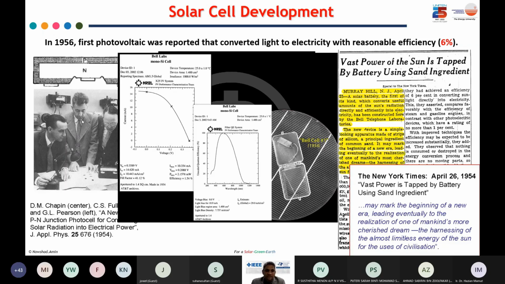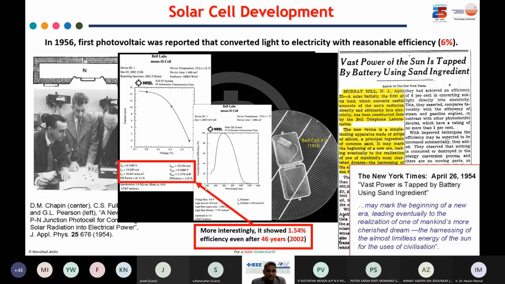But that one was 6% efficient, and this cell was evaluated after almost 50 years, in 2002, and it was found that 1.4% efficiency was being claimed, in fact, by the same solar cell. So it means even after 50 years, a solar cell is still working. That was an amazing thing discovered recently, how durable a solar cell might be.